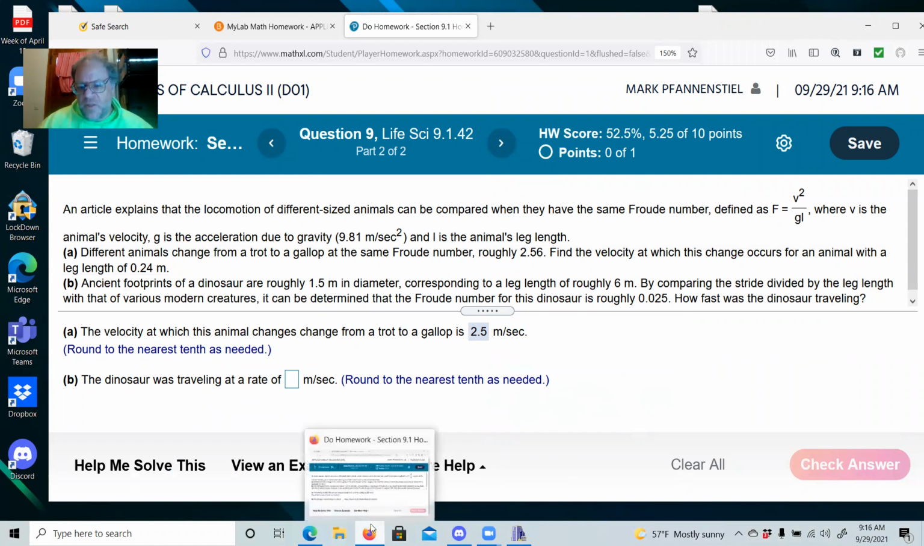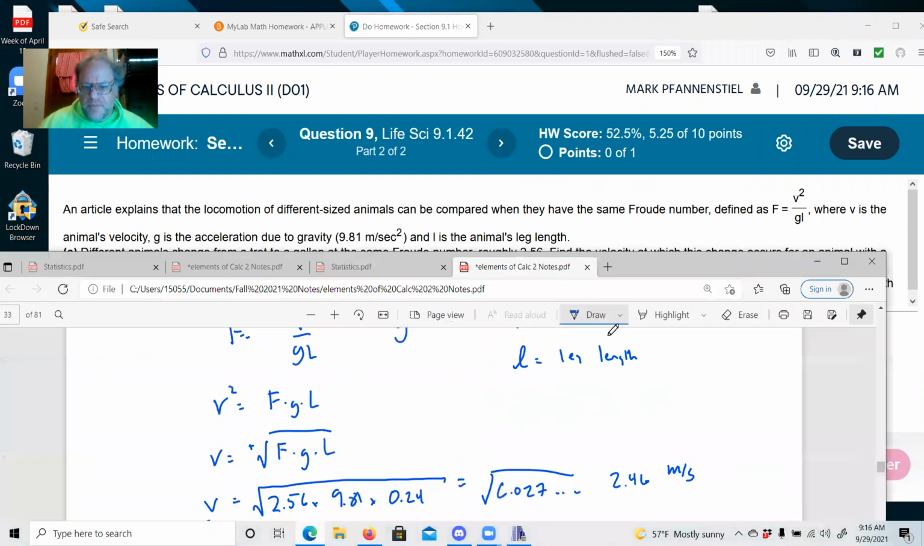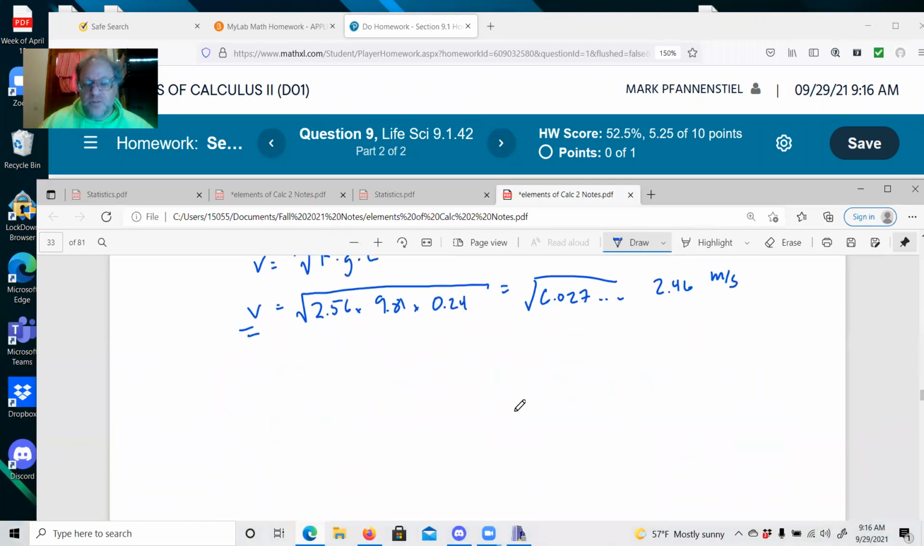Okay, so they've done all the heavy lifting on this. We actually don't need this number, nor do we need this number. Oh, actually we do. No? Leg length, we did need the leg length. Okay, so we'll go from there. Okay, and again, they want to know how fast it was traveling. So we're still going to keep our V is equal to the square root of F times g times L.